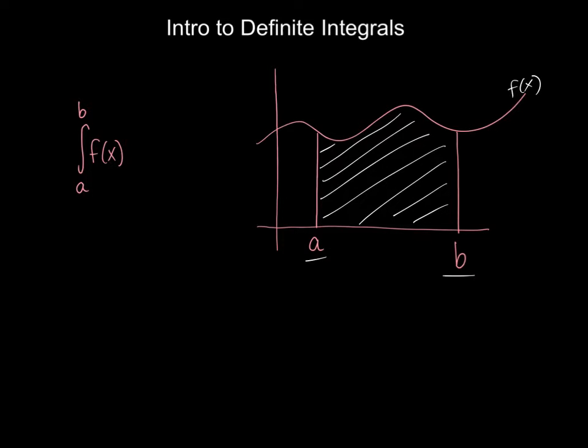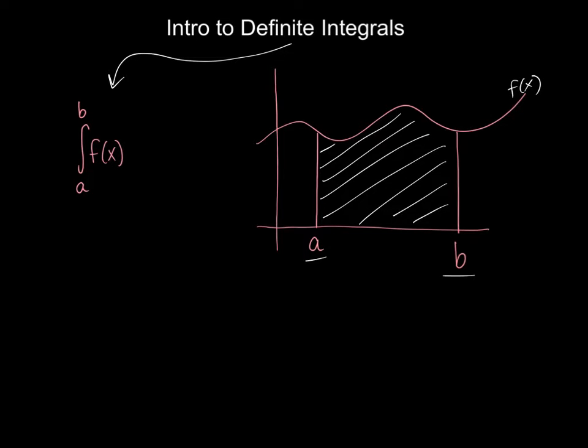So we're not going to learn how to do that for any function yet, but we're going to start to discuss situations where we can find the perfect area. So let's just start with some symbols. This symbol right here is called a definite integral. It's kind of an elongated S. This is the integral symbol.